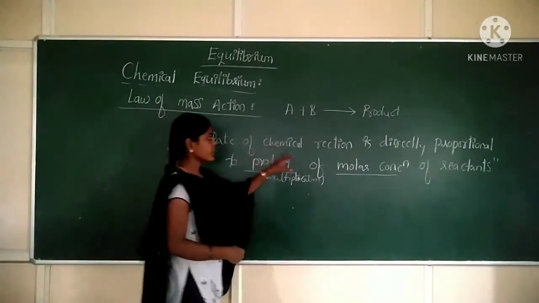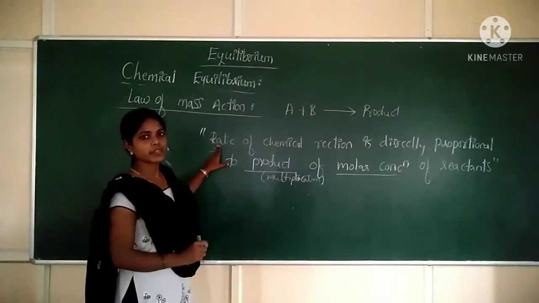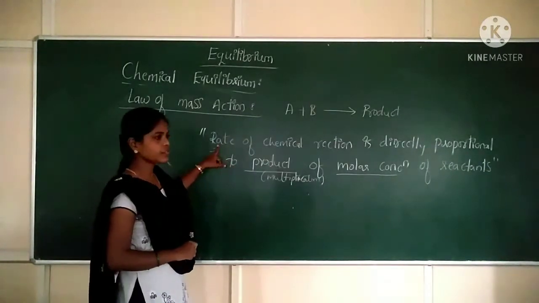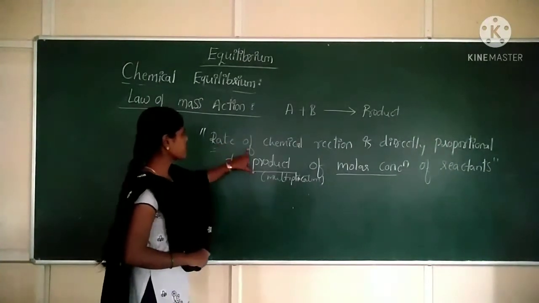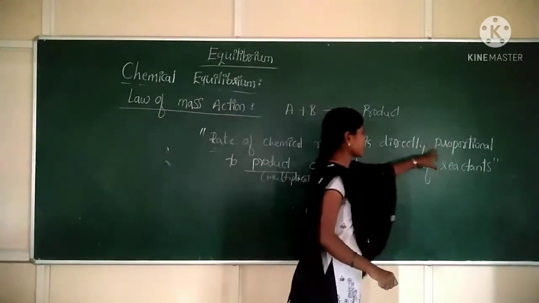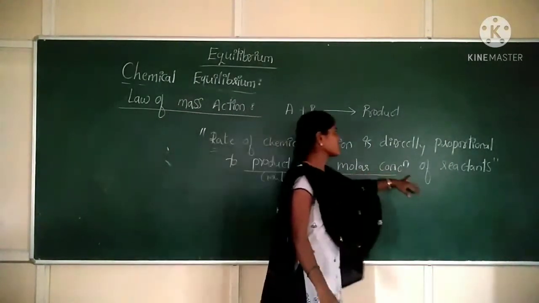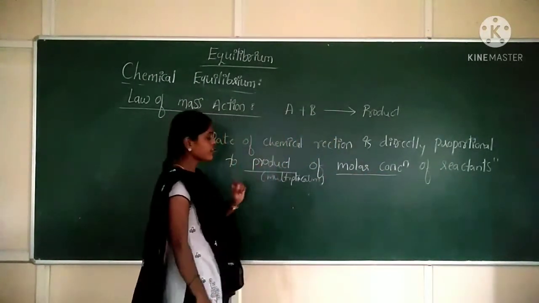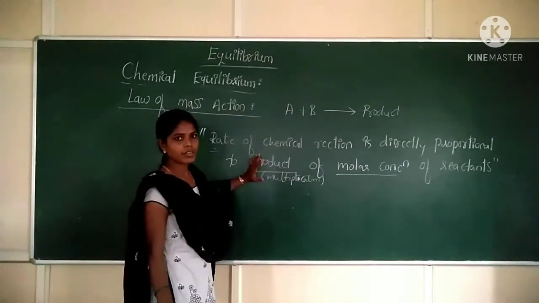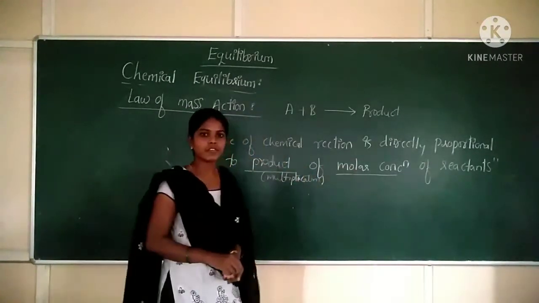Rate of a chemical reaction. What is rate? With respect to time, change in what? Concentration. Change in concentration with respect to time. So the rate of a chemical reaction is directly proportional to the product of the molar concentration of the reactants. Don't confuse the word product. Product here means multiplication. Product of molar concentration of reactants.